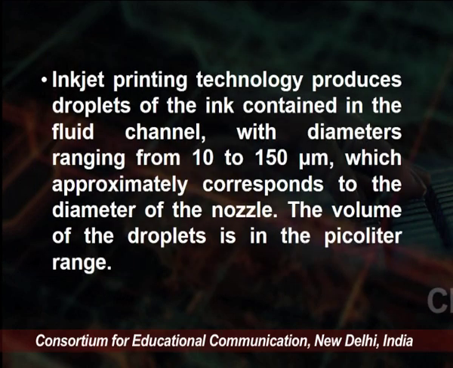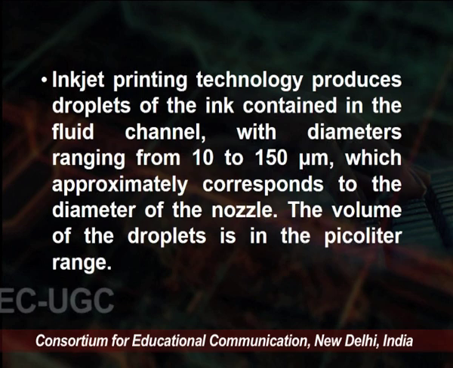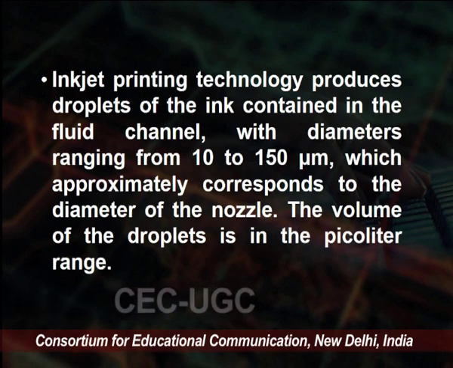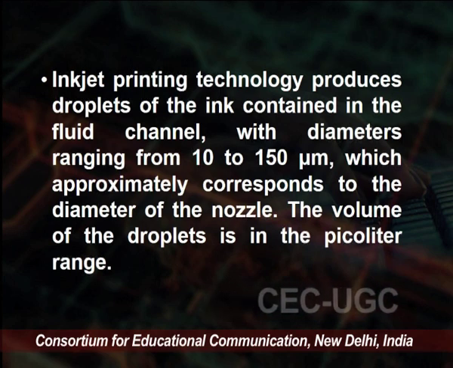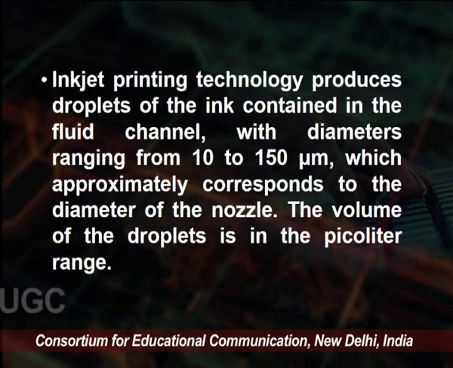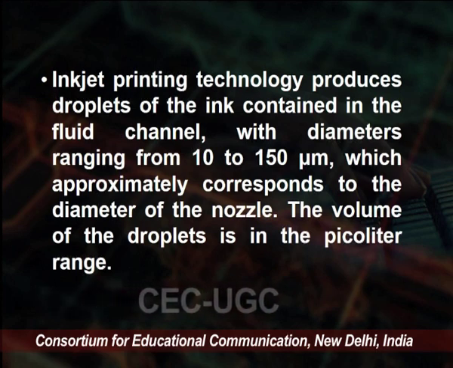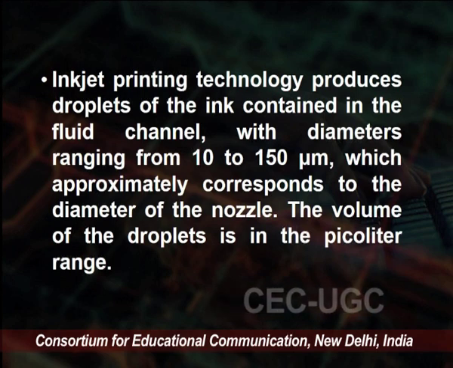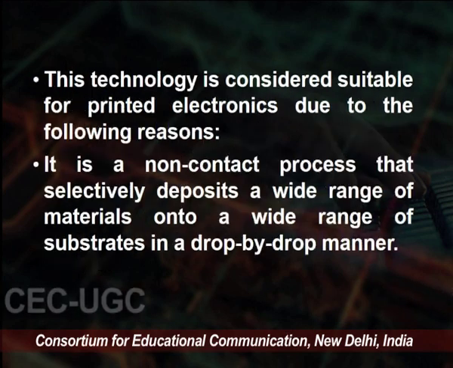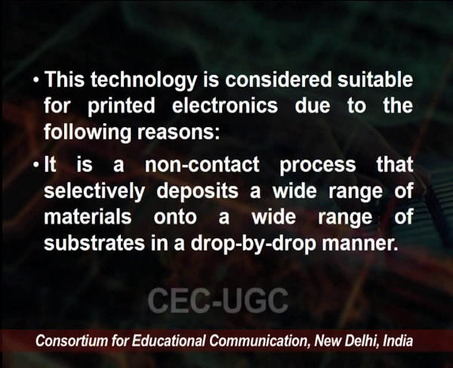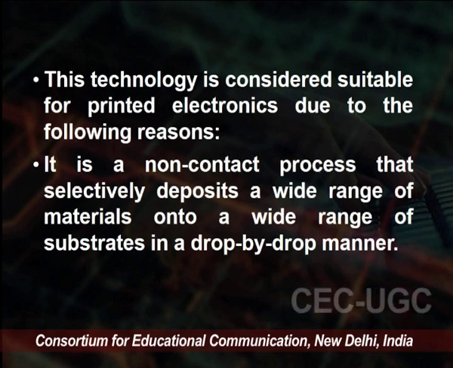Now, inkjet printing technology produces droplets of the ink contained in the fluid channel with a diameter ranging from 10 to 150 micrometers, which approximately corresponds to the diameter of the nozzle. So the volume of the droplet is in the picoliter range. A very small droplet of ink will come out for the printing. This technology is considered suitable for printed electronics due to the following reasons.